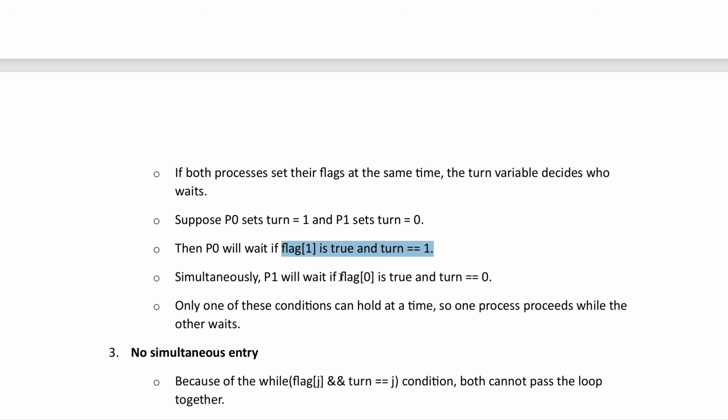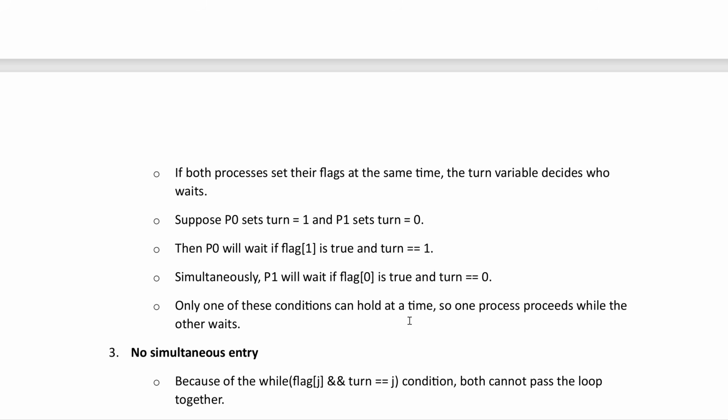Simultaneously, P1 will wait if flag 0 is true and turn equal to 0. Right? So this is the vice versa of what I have told you in this line. So one condition is this, and the second condition is this. Out of these two conditions, only one can hold at a particular time. So only one process proceeds while the other waits.